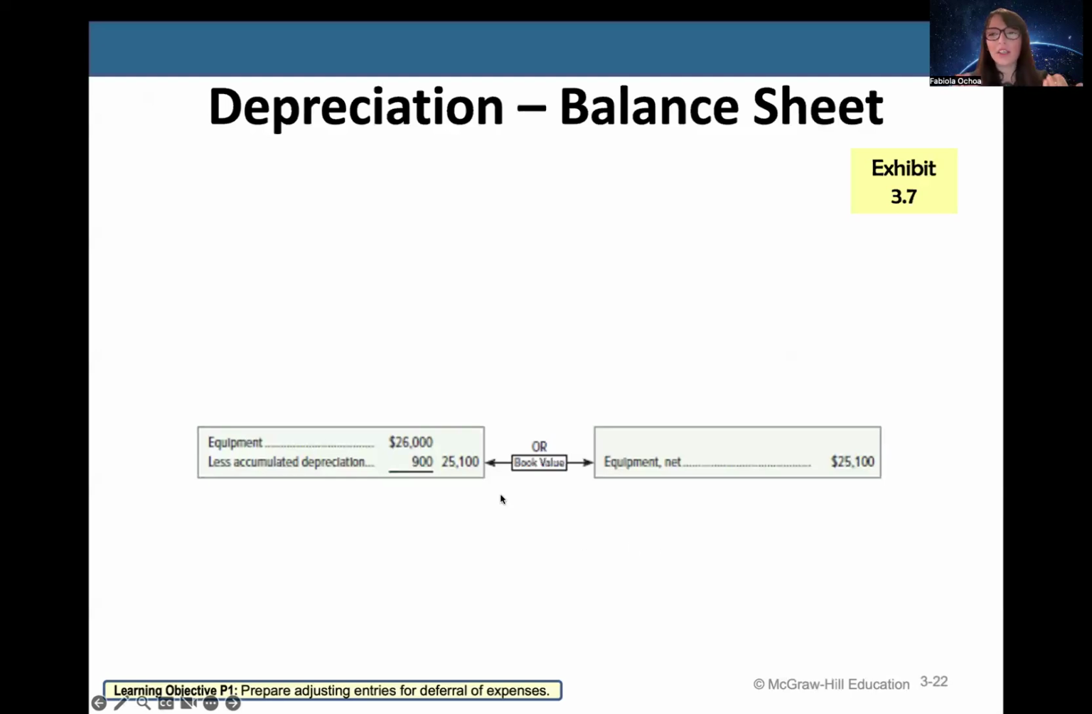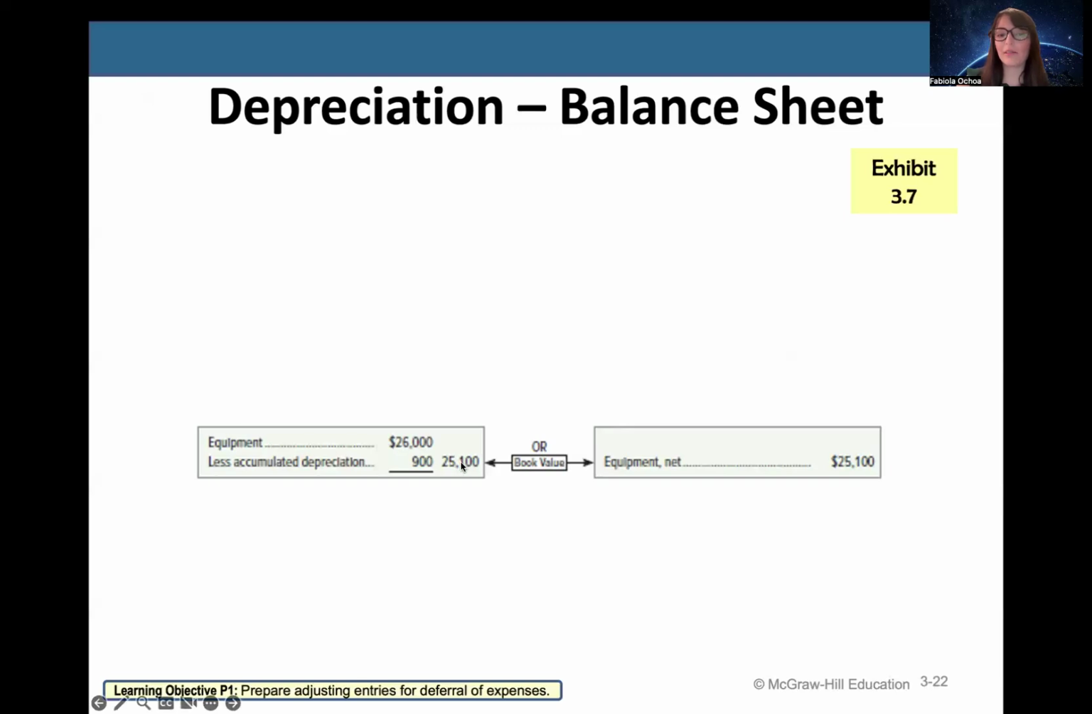So what does a contra asset account mean? So better explained with an example, right? So we recorded our equipment and we also need to back out accumulated depreciation that we have recorded to date. Now, what does this do? As you can see, we subtract accumulated depreciation from the asset cost, and that gives you something called book value.